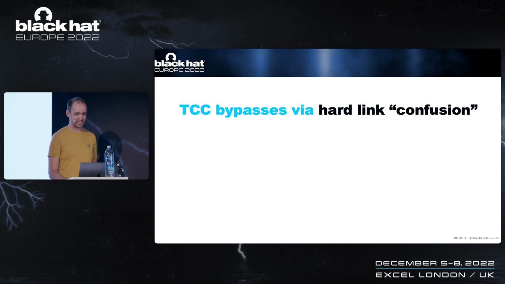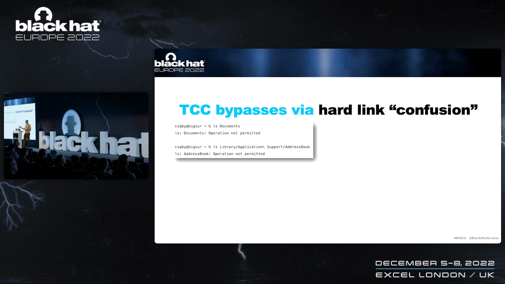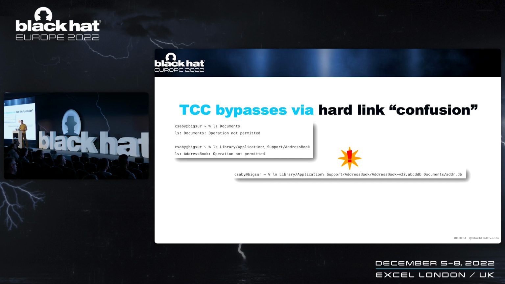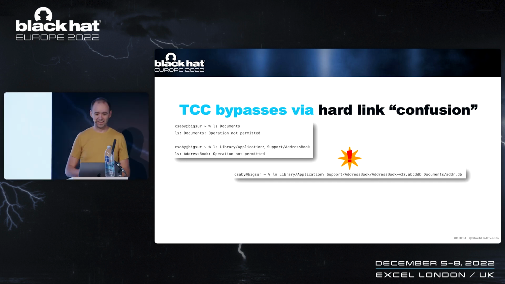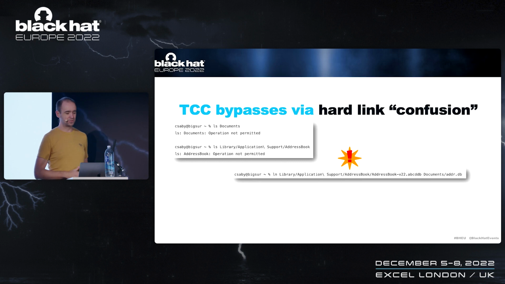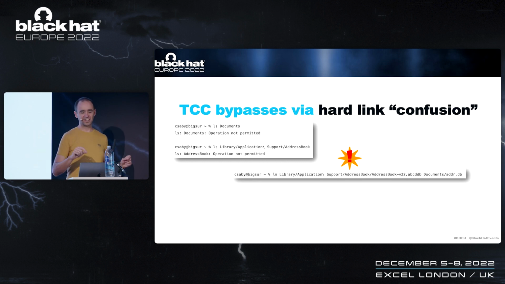Here turns out that yes. So what we can do, again, we try to list documents, we try to list the address book, and we can see that it's not permitted. But, and which was not right, what we could do is create a hard link inside the documents directory pointing to the address book. This shouldn't work, but it did work.